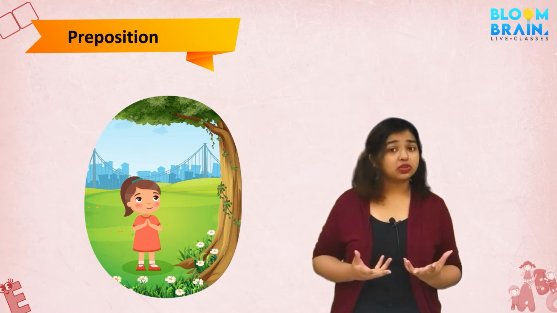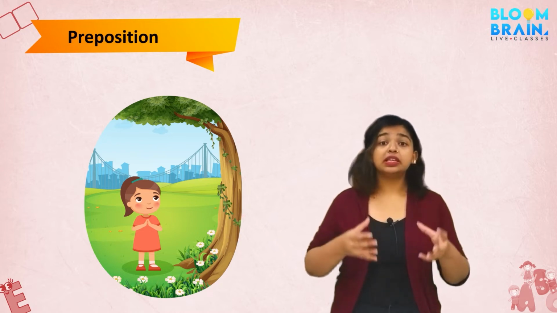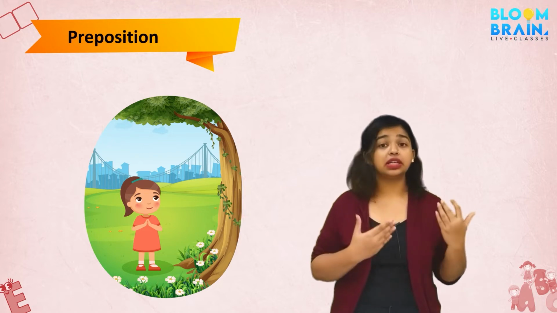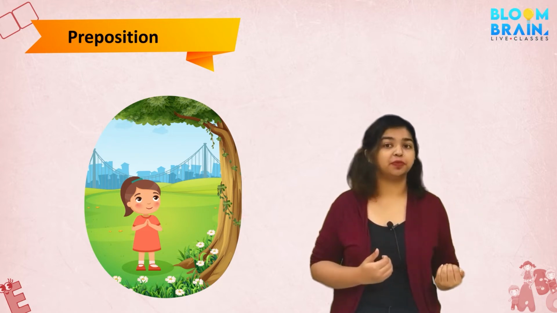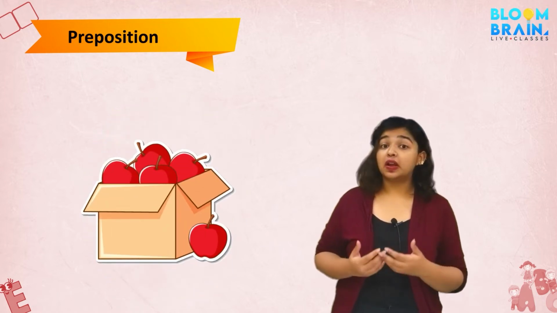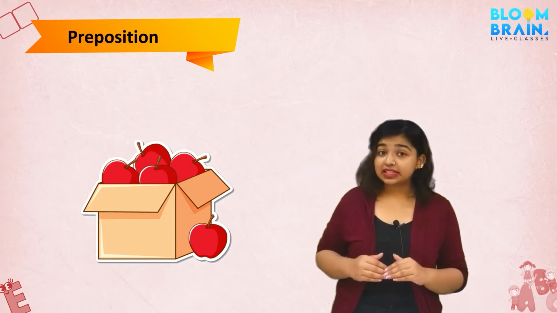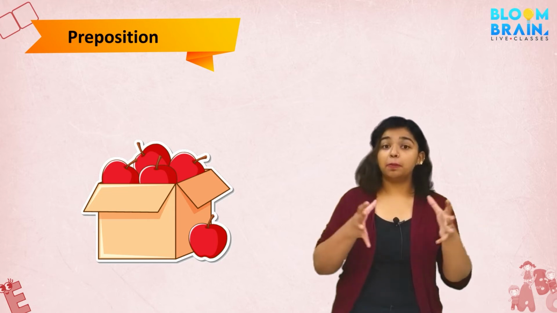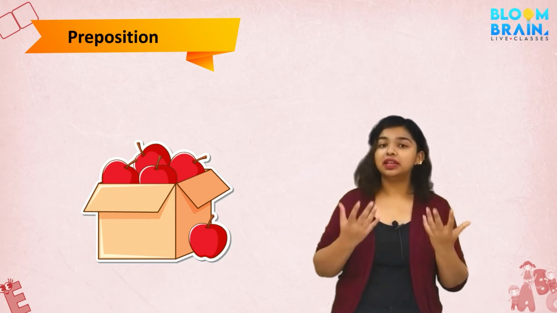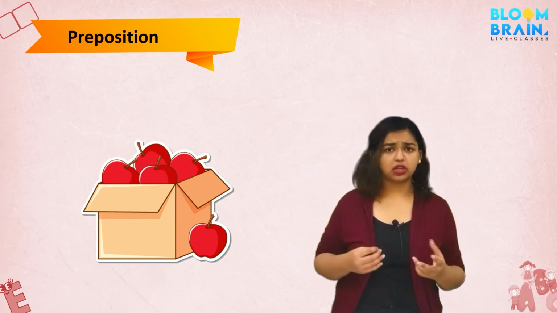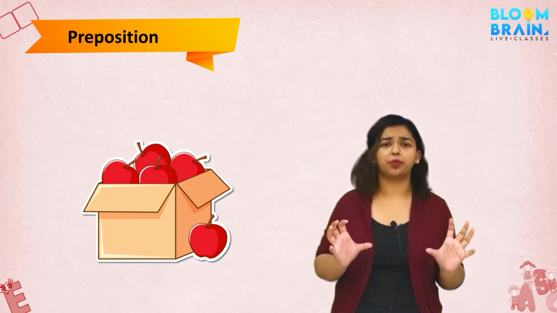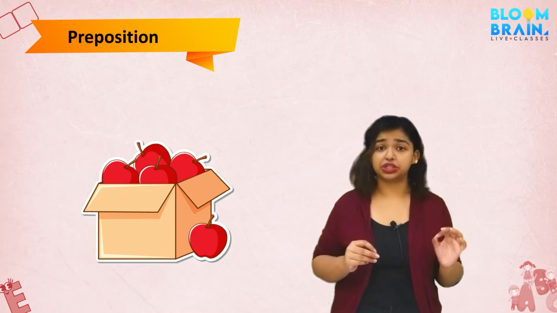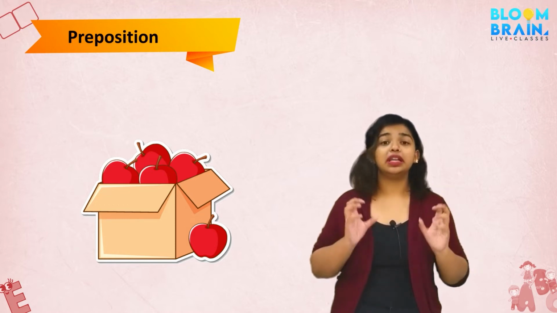And what is it denoting? It is denoting the space or the position of that girl. So the girl is sitting under the tree, right? Or there are apples inside the box. So apples and box are being joined with inside. Joined not in the sense that there are two separate entities. We are forming a connection, a relationship, between these two nouns.